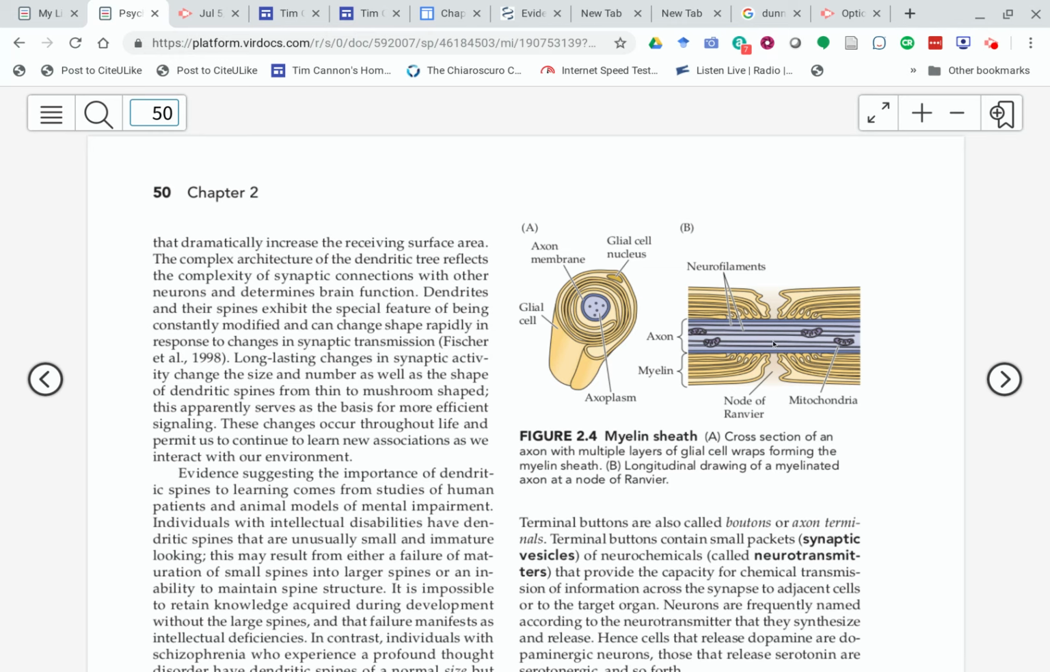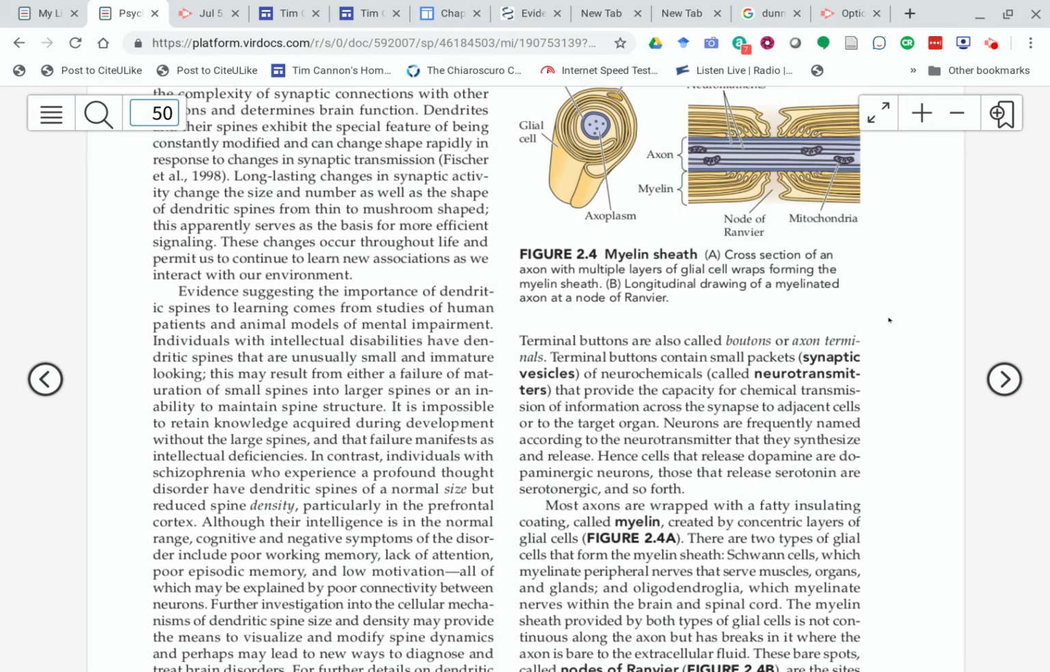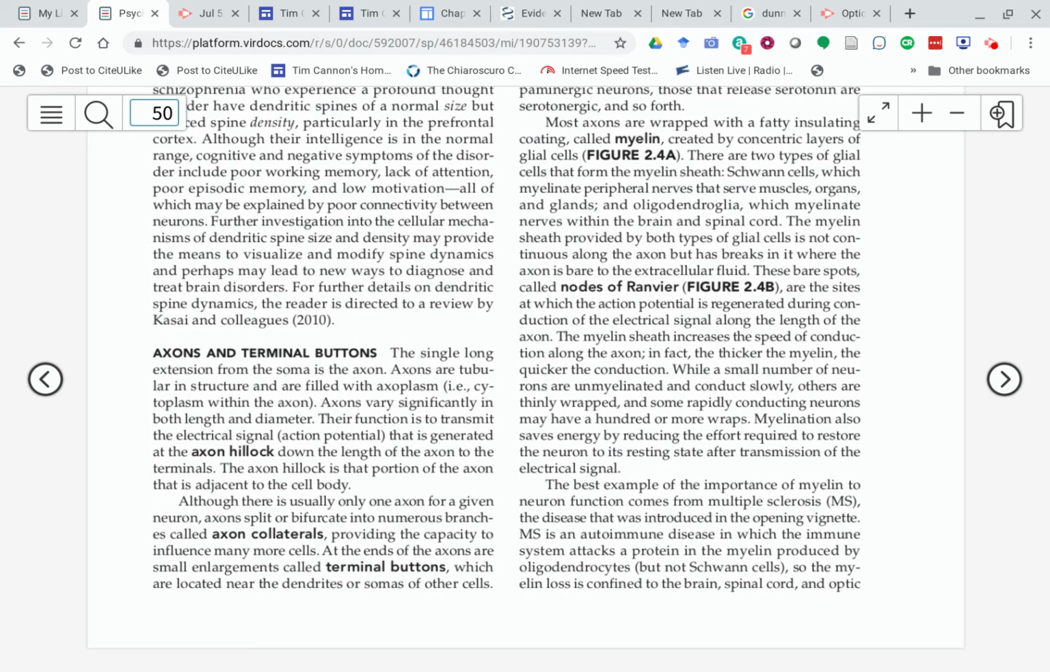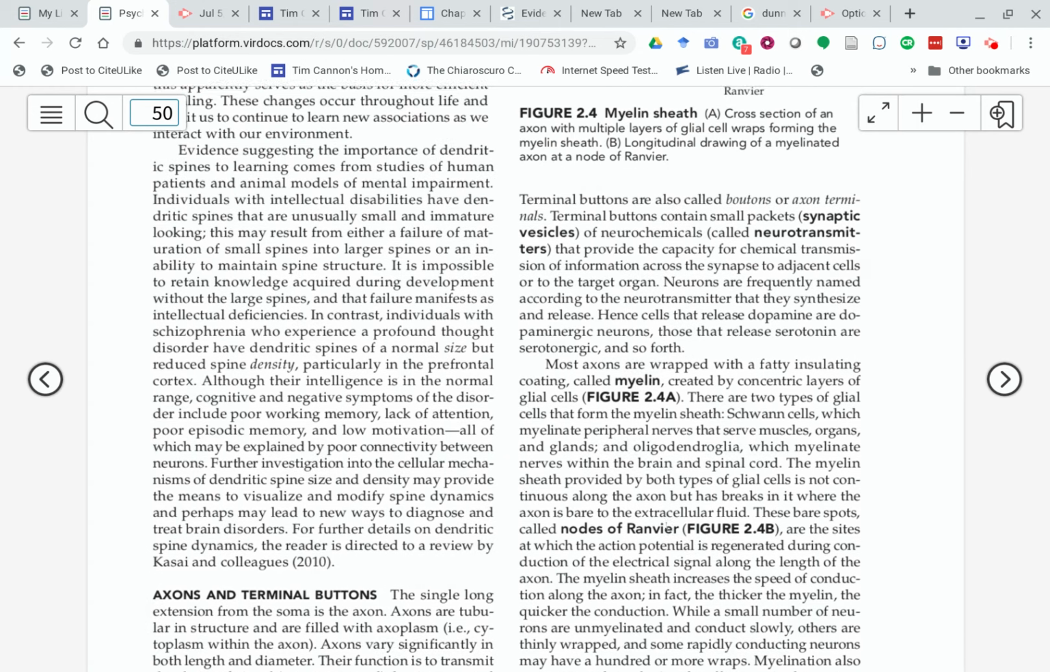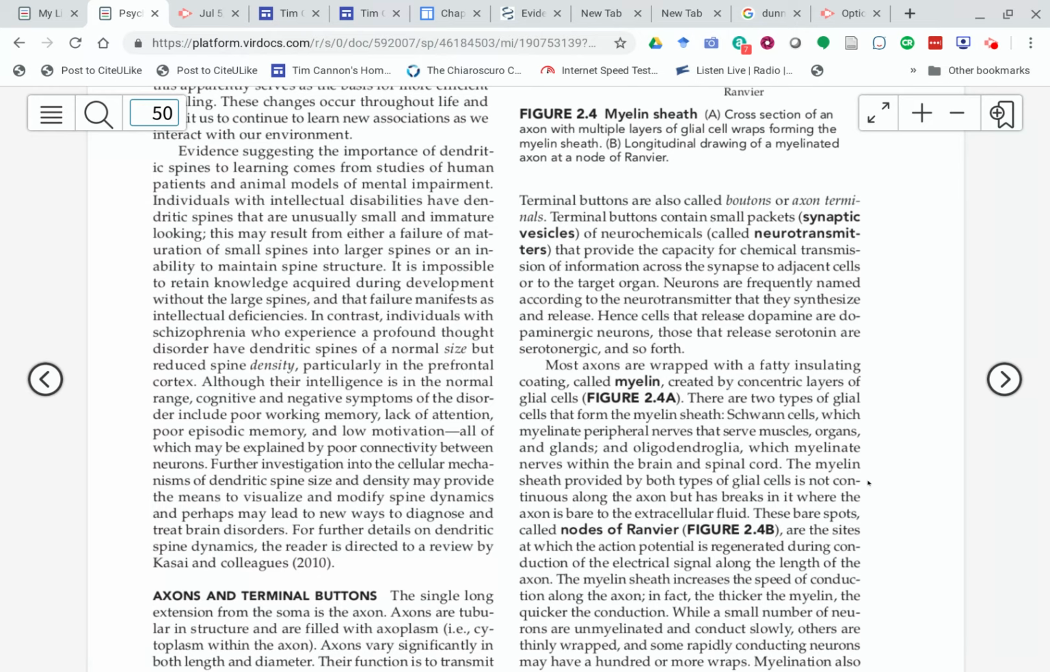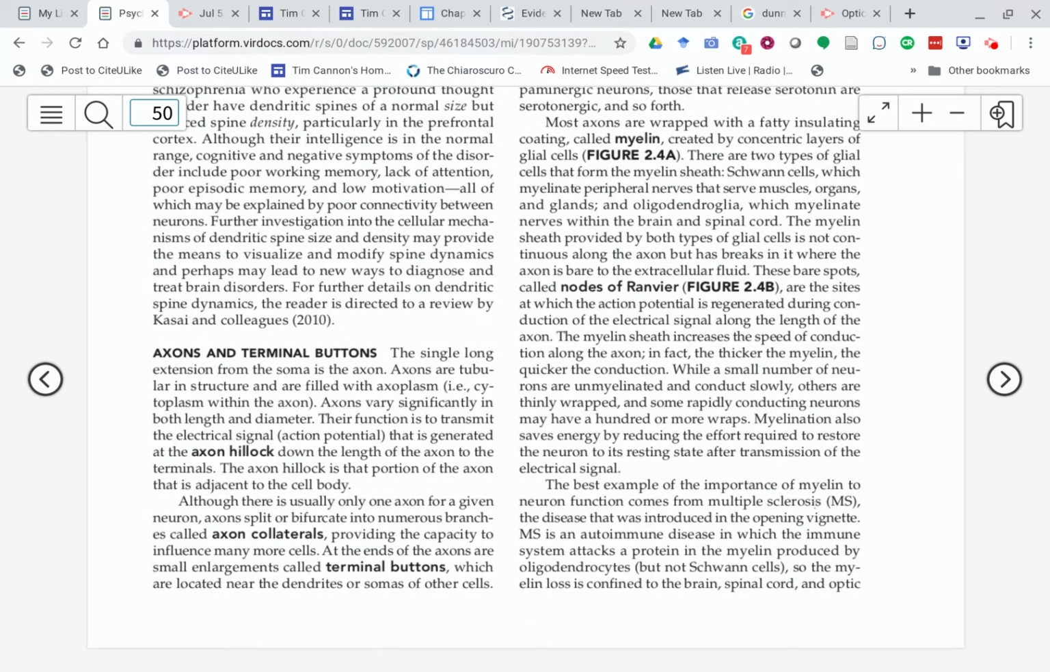This is a nice cross section between two segments of myelin. Notice that there's a gap, the node of Ranvier. That's extremely important to action potential propagation, as we'll see. And here's a discussion of the axon hillock and axon collaterals, terminal buttons or boutons, because the French used to be important, and another indication of the importance of France, nodes of Ranvier.